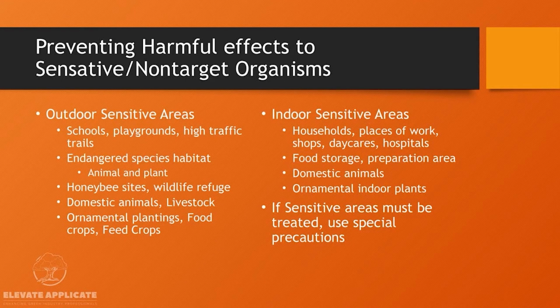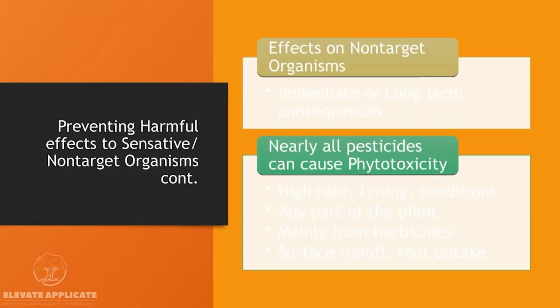So how do we prevent harmful effects to sensitive or non-target organisms? Outdoor sensitive areas would be considered schools, playgrounds, high traffic trails, endangered species habitat for animals and plants, honeybee sites, wildlife refuges, domestic animals, livestock, ornamental plantings, food crops, feed crops. Indoor sensitive areas would be households, places of work, shops, daycares, hospitals, food storage and preparation areas, domestic animals, and ornamental indoor plants. If sensitive areas must be treated, absolutely use special precautions.